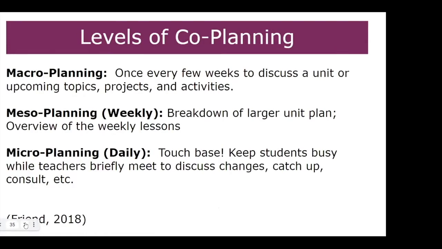So next, what are these levels of co-planning? We've got 3 different types of co-planning. First, there's macro co-planning, macro planning, and that's something that you would do every few weeks, maybe every 3 to 6 weeks. It could be once a quarter. It kind of depends on how you like to plan. And so this would be just an overview of your upcoming topics, your projects, the activities, materials that you might need to secure in advance, that kind of stuff.